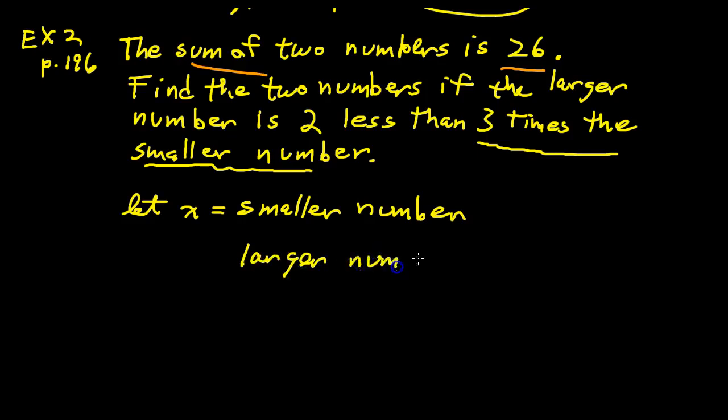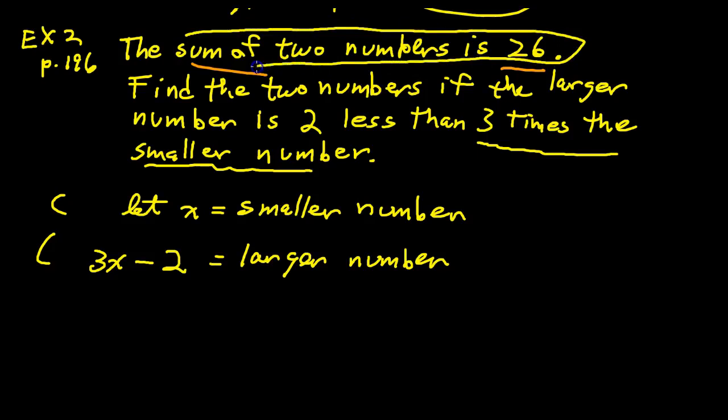Well, the larger number is 2 less than 3 times the smaller. 2 less, that means I'll have minus 2, 2 less than 3 times the smaller. So the larger one is going to be 3x minus 2. So I now have two expressions for each of these numbers in terms of one variable, actually in terms of the smaller. So we now know that we can invoke this, the sum of two numbers is 26.